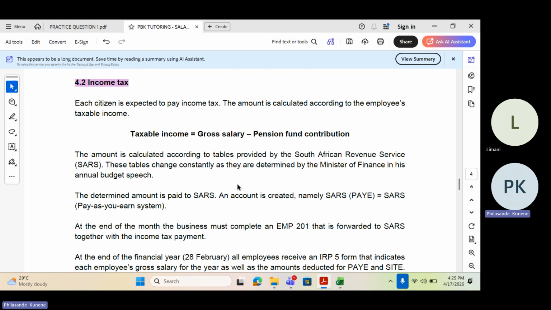Income tax. This one, whether you like it or not, you can cry if you want to cry, we're going to deduct it. This one is not a choice. It is being deducted from everyone who is working. However, there is something called a threshold, right? It is not being deducted from everyone. You must earn a certain amount before we can say we're going to deduct income tax.